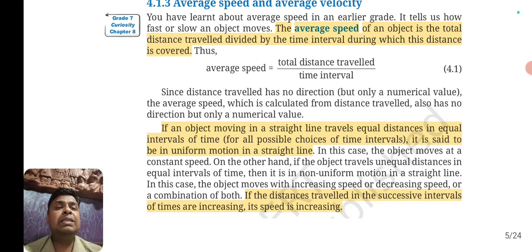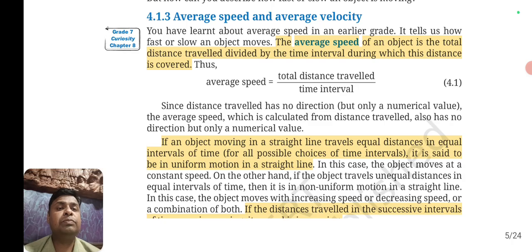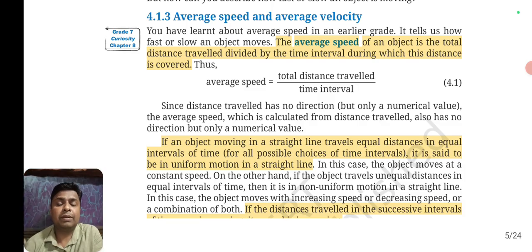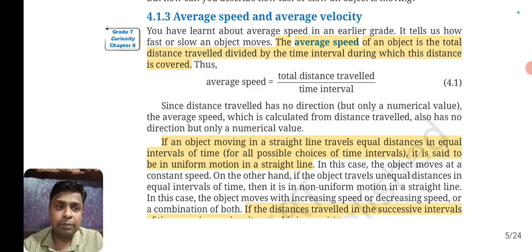Since distance traveled has no direction, only a numerical value, the average speed also has no direction. If an object moving in a straight line travels equal distance in equal intervals of time, we say that it is in uniform motion in a straight line. Remember, equal distance in equal intervals of time. This is very important. Uniform motion in a straight line.